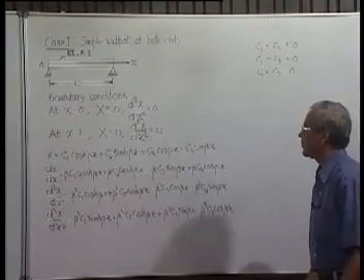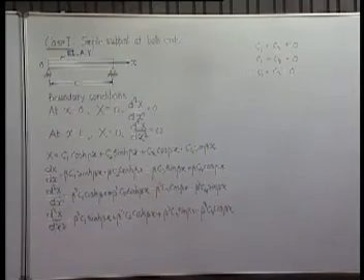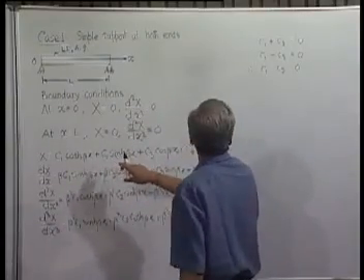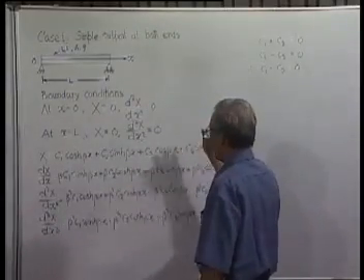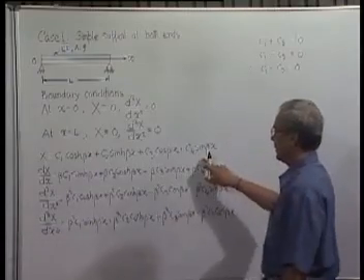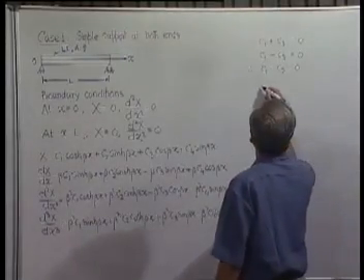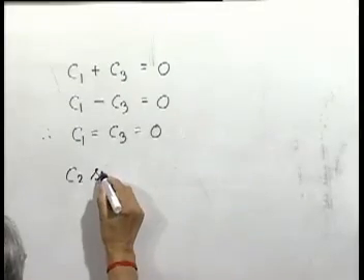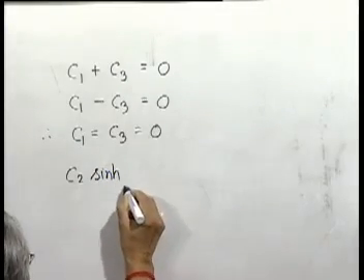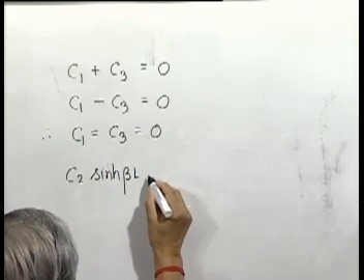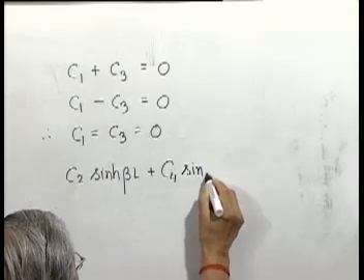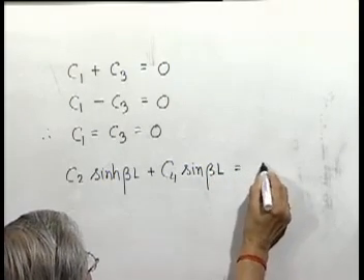So now let us put the condition at x is equal to L. At x is equal to L also, x is equal to 0, capital. So remember now that the C1 and C3 terms are gone, so only these two terms remain. So at x is equal to L, C2 sinh(beta L) plus C4 sin(beta L) equal to 0.